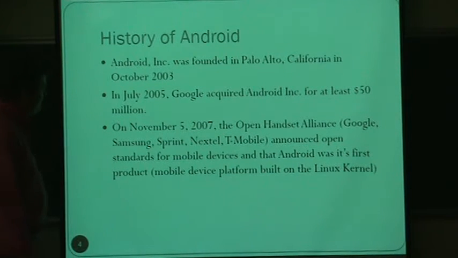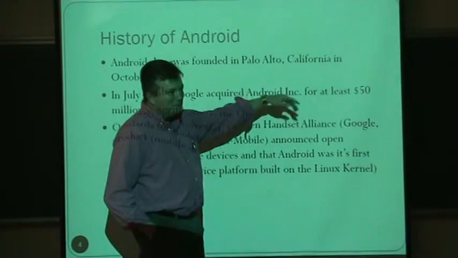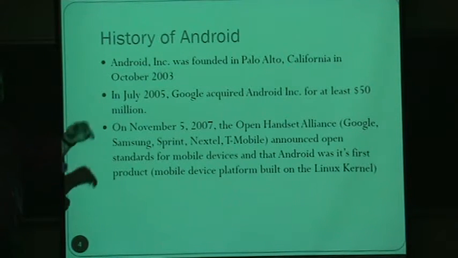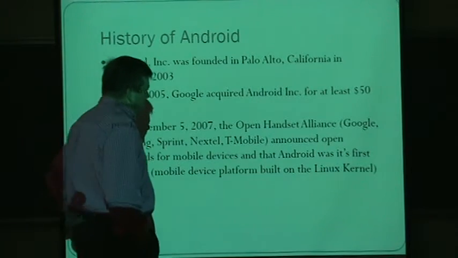So the history of it is, it was a company started out in Northern California, where all the computer programmers live, in 2003, and then it was acquired by Google. It's never been known what it was acquired for, but it was at least $50 million in cash plus some stock options, which could have made it a lot more.